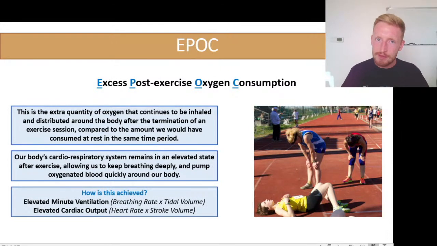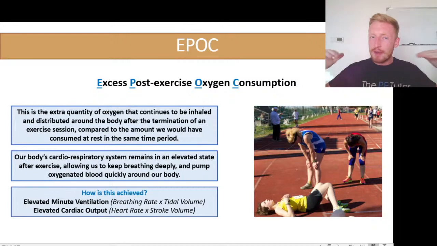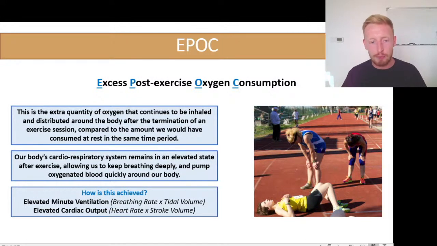How do we achieve this increased or elevated cardiorespiratory response? We have our minute ventilation and we have our cardiac output. These two formulas that we refer to within anatomy and physiology. Minute ventilation being the sum of breathing rate multiplied by tidal volume, and cardiac output being the sum of heart rate multiplied by stroke volume. How much air do we breathe in and out per minute? How much blood do we eject from the heart per minute?